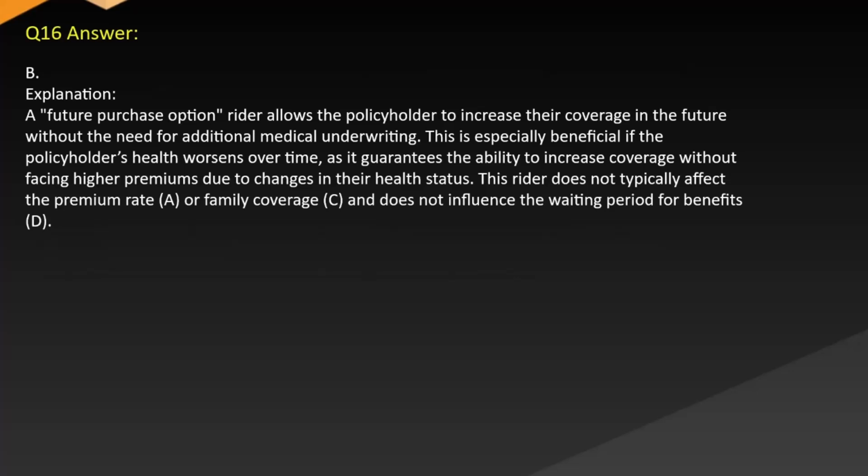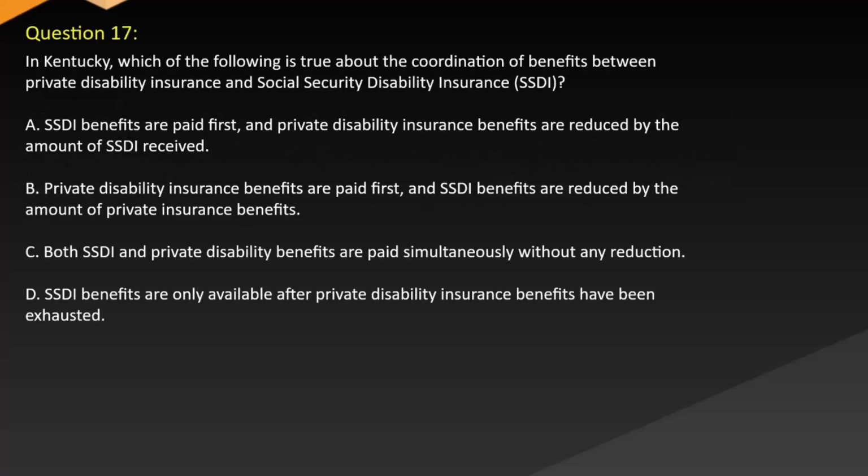Answer: B. Explanation: A future purchase option rider allows the policyholder to increase their coverage in the future without the need for additional medical underwriting. This is especially beneficial if the policyholder's health worsens over time, as it guarantees the ability to increase coverage without facing higher premiums due to changes in their health status. This rider does not typically affect the premium rate, A, or family coverage, C, and does not influence the waiting period for benefits, D.